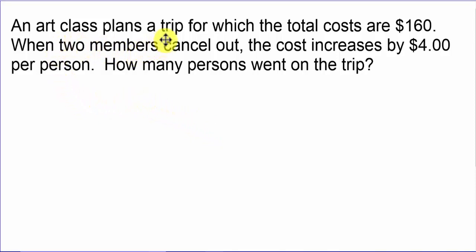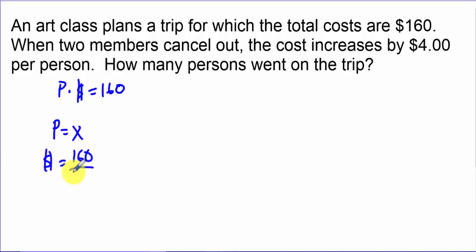The art class plans to take a trip which costs a total of $160. So I know that when I'm figuring out what it's going to cost, I take the people multiplied by the cash, and that equals 160 bucks. So why don't we do this? Let's call the people equal to x, and the cash is going to be the total cost divided by x. If I multiply these together, you can see that multiplying the people by the cash gets me 160, and I'm good. Okay, so this is going to be the premise we're working under.